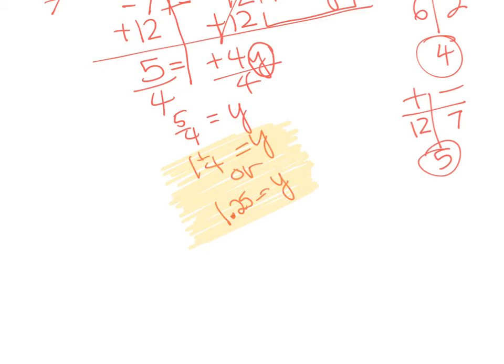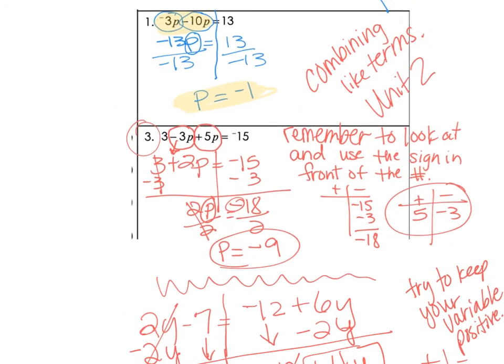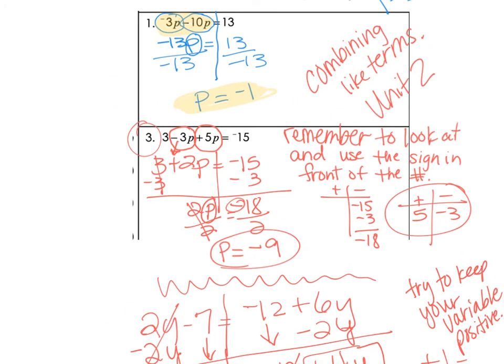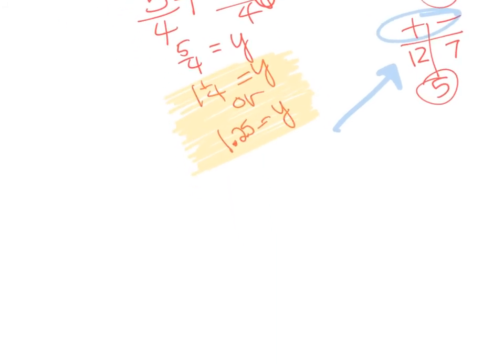Okay, I'm going to give you one to do. This is a really important, the t-chart. Make sure you use that. Also, if the variables are on the same side, like over here, you combine them right away. If they're on the opposite sides of the line, you have to move them by doing the inverse operation.